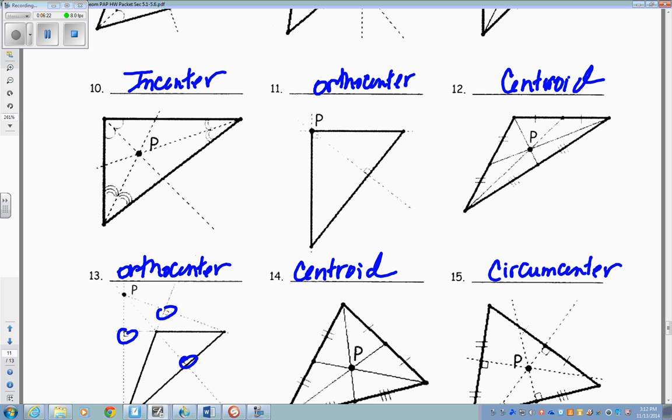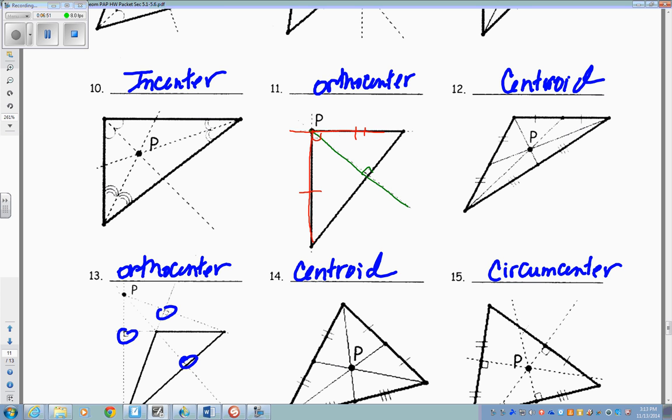This segment here is an altitude because it's perpendicular from the side to the vertex, to that vertex P, okay? And then if I do this side, I'll do a different color. This side would be perpendicular to that side, and that's why the right angle is right there. So actually these two sides here are altitudes to each other.